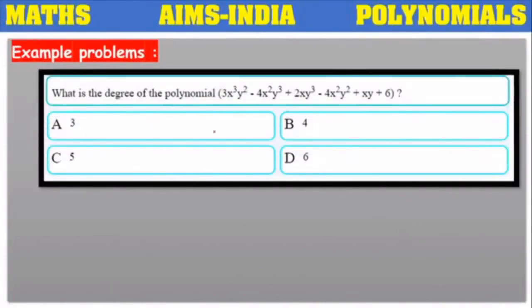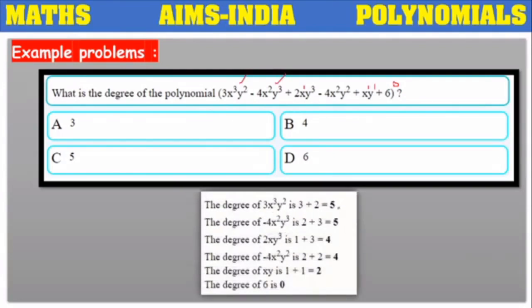What is the degree of the polynomial? Here 4 options are there. 3 plus 2, 5. 2 plus 3, 5. Here nothing is there. 1 plus 3, 4. 2 plus 2, 4. Here nothing is there. 1 plus 1, 2. Here 6 means x to the power 0. Here degree is 0. So out of all the degrees of individual terms, here 3 plus 2, 5. Here 2 plus 3, 5. Two terms have the highest degree 5. So the degree of this polynomial will be 5. So 5 will be the right answer.